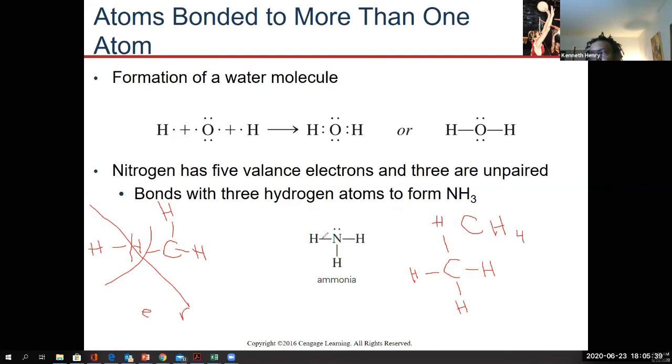So you know that it has to be an end, right? Hydrogen always has to be at an end because it can only have a single bond. So this works, but this does not work, okay?